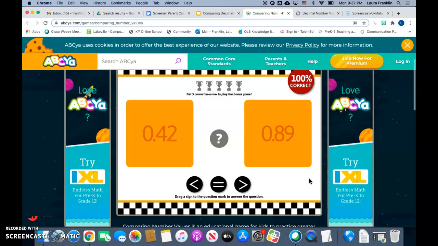Use the information we've learned to tell me which is greater, 42 hundredths or 89 hundredths. 89 hundredths is greater.